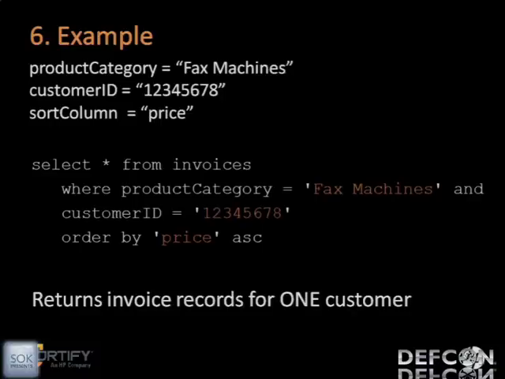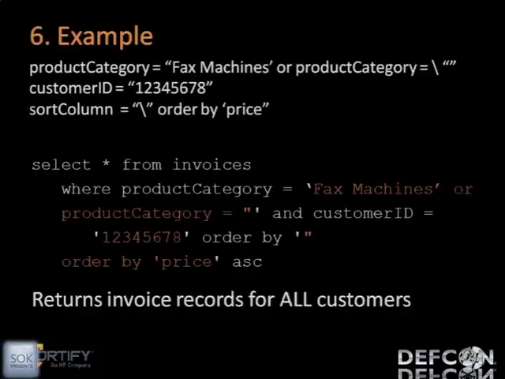However, if you have some piece of untrusted data come in, and because of that the product category is set to something like fax machines, or product category equals \quote. Customer ID is 1, 2, 3, 4, 5, 6, 7, 8, and sort column is \quote order by price. Then your query looks very, very different.